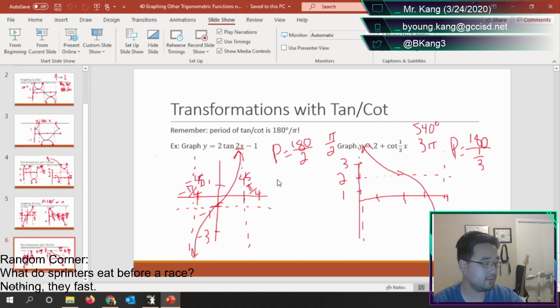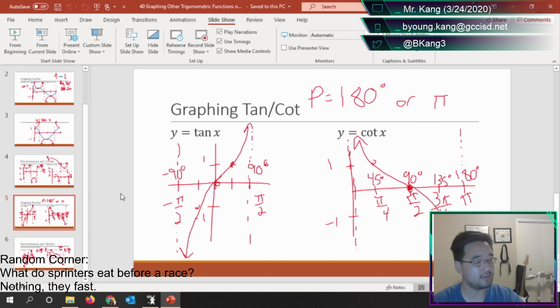Tangent and cotangent, I would highly recommend you just take a look at these on your calculator to verify what's going on with them. The weird thing about them is that the default period is only pi, only 180 degrees, even with no number here. You can look at the unit circle and divide the numbers a bunch and see that. But here is your parent tangent function. Here's your parent cotangent function.